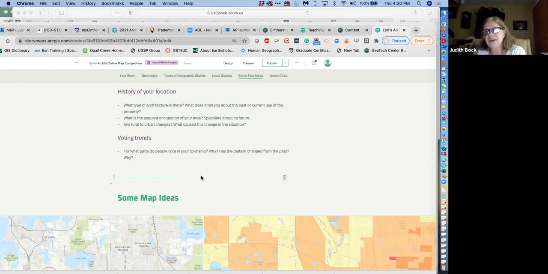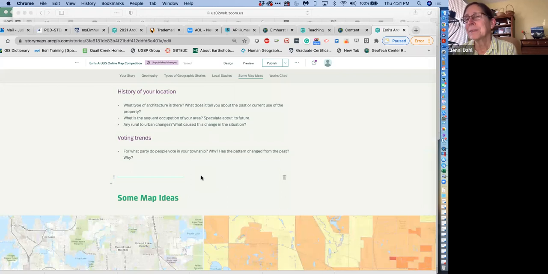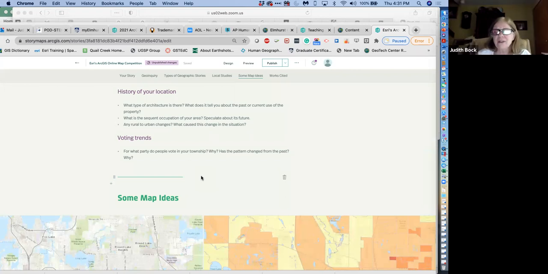The last question I threw in there again, because of just where I live, is the urban to rural to urban changes, and has that definitely happened in the community that I live in now, and what caused this change. And again, that might fit a little bit more with geography, as you study urban geography. I know Jenny's worked on this one, thinking about voting trends.